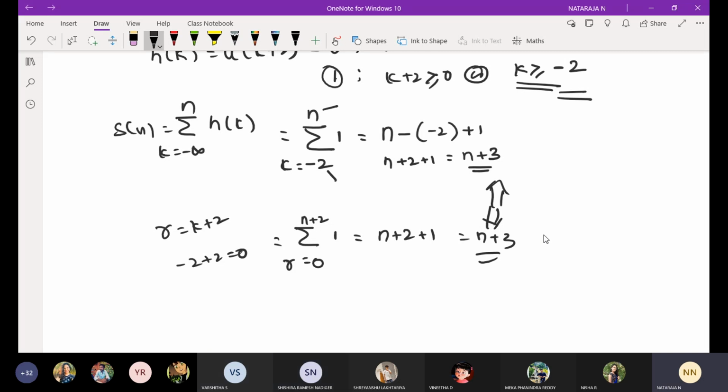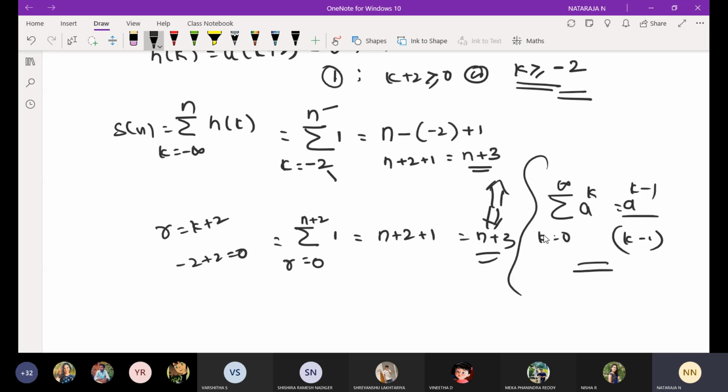This is for irregular limits. If my limit is k is equal to 0 to infinity, I have a separate standard equation, a power k summed equals a power k minus 1 by k minus 1. But if my limits vary from 0 to n plus 2, or sometimes from -2 to n, that time I can go for this method. Got everyone? Any doubts?